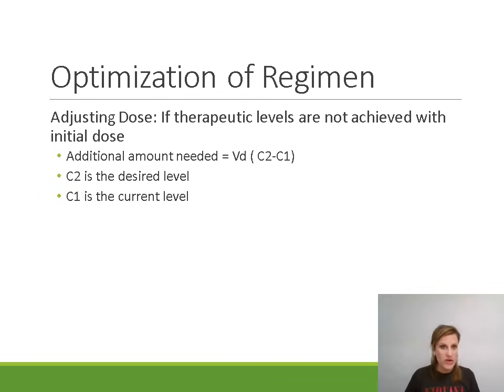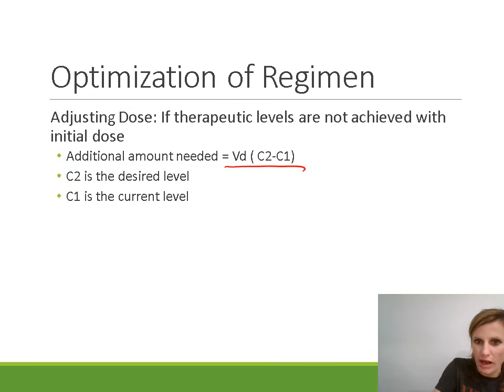If the therapeutic levels are not achieved with the initial dosing regimen that you pick, you can calculate how much additional drug you should give to this patient, right? So say you do your initial amounts, then you draw a serum level, and the patient's not quite where you want to be. Well, at that point, you're going to have to give more drug. But how much more drug? You don't just randomly pick a number, right? You don't just say, let's give a little. You need to figure out how much more drug you need to give to get to where you want to be. And the additional amount needed can be calculated by volume of distribution times the difference between the concentration you want and the concentration you're at right now.